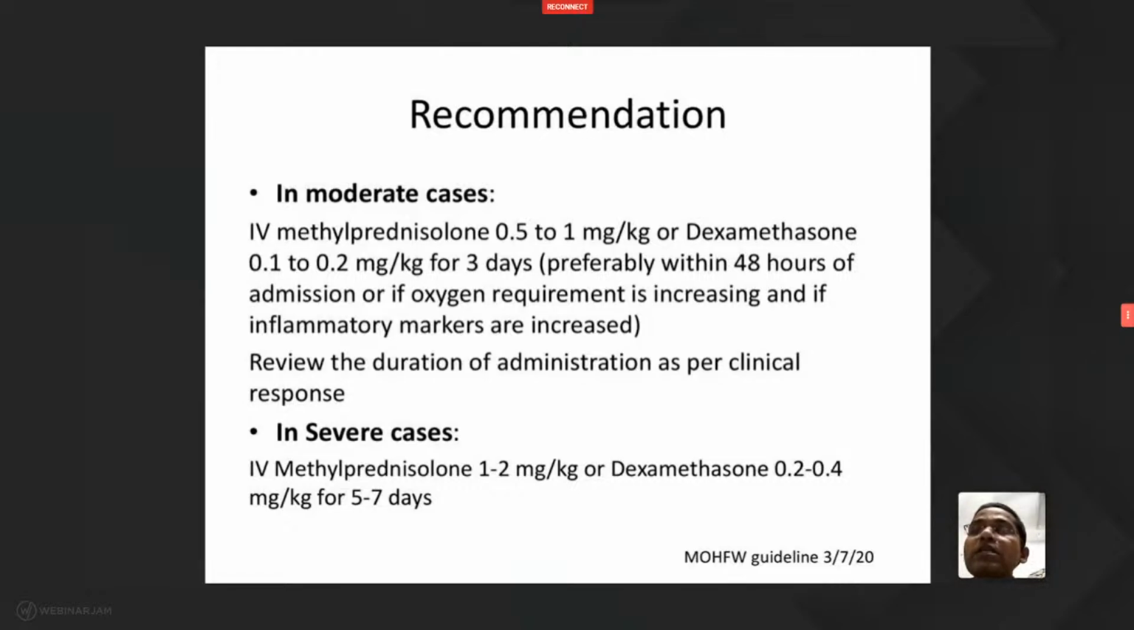Regarding the duration, they have mentioned that the duration should be 5 to 7 days, but it should be reviewed as per clinical response. In the severe cases, IV methylprednisolone 1 to 2 milligram per kg body weight, or dexamethasone 0.2 to 0.4 milligram per kg body weight, for 5 to 7 days.